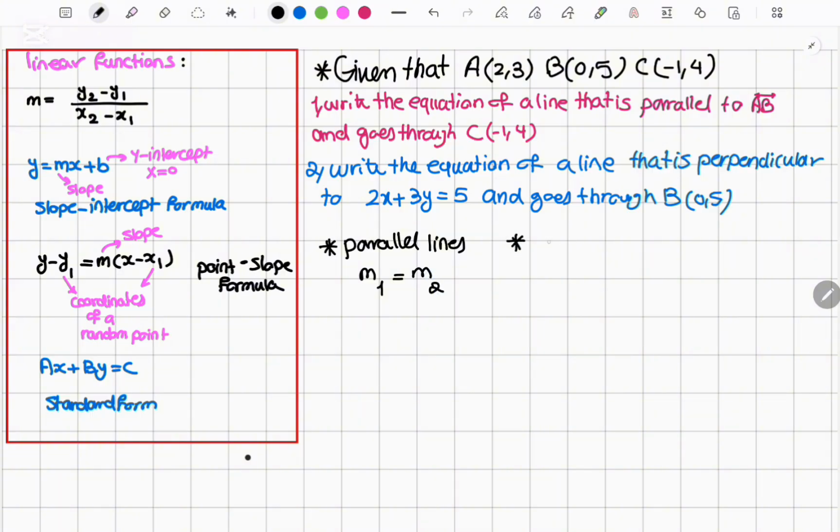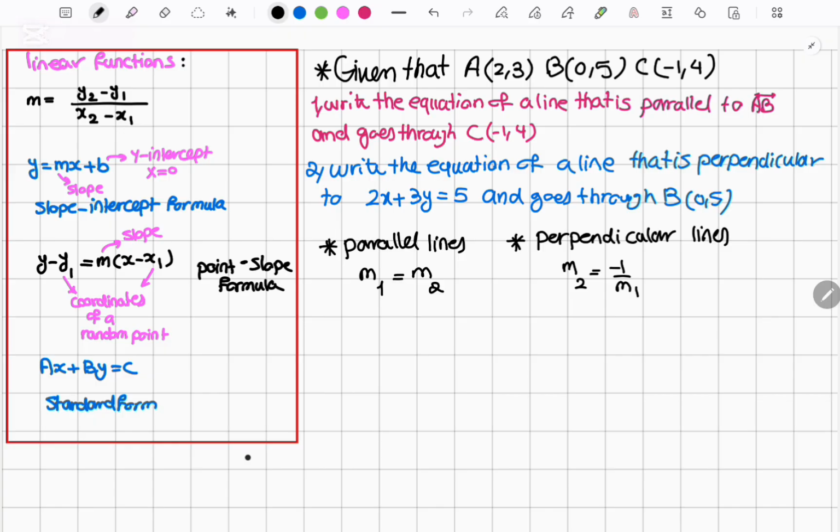And when we have perpendicular lines, they are going to have opposite reciprocal slopes. So it means that, for example, whatever the slope of the first line is, you're going to multiply it by negative, and you're going to replace the numerator and the denominator. That's the meaning of opposite, multiplying it by a negative, and reciprocal, changing the place of the numerator and denominator.